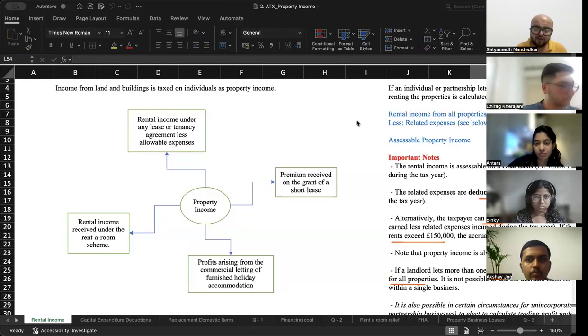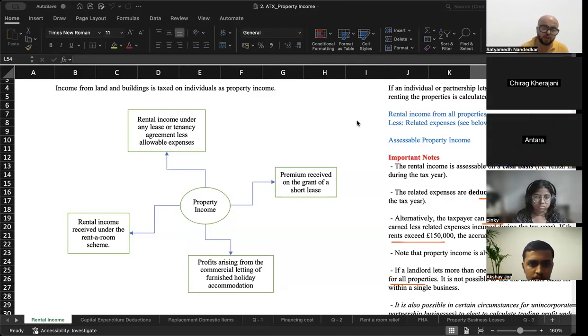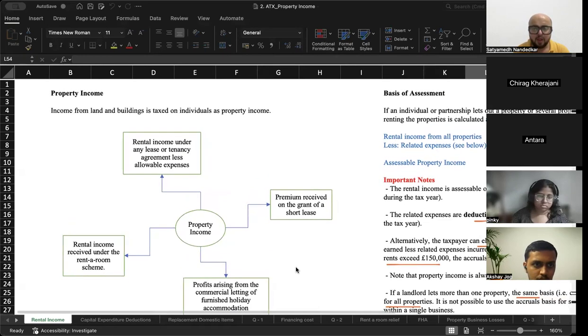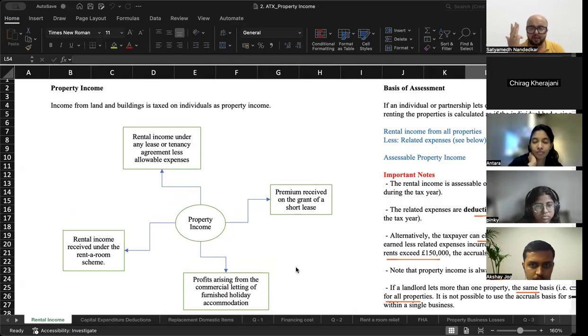Then premium received on the grant of a short lease, we'll see that quickly. Then profits arising from the commercial letting of a furnished holiday accommodation. This is a feature that is unique to UK taxation and again deserves a special discussion because it has a connection with pensions, and rental income received under the rent a room scheme. Now, when we talk about property income, these are the four primary heads: rental income under regular leases, then premium received on the grant of a short lease, profits arising from commercial letting of a furnished holiday accommodation, and rental income received under a rent-a-room scheme.